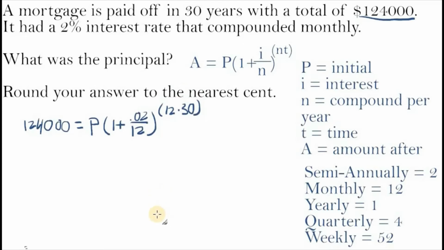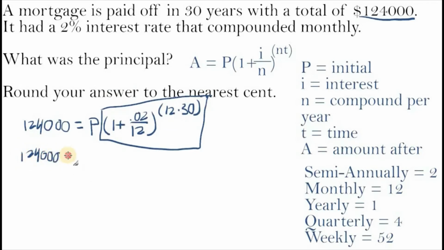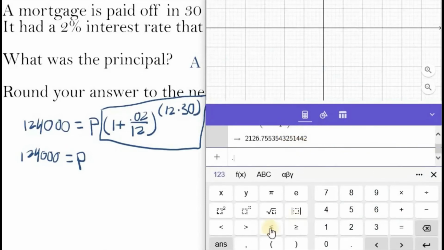So now we're going to put this part of our equation in our calculator. First let's drop the rest of this down: 124,000 is equal to P, and now we're going to try and solve this. When you open up your calculator, you put parentheses 1 plus 0.02 divided by 12, then close the parentheses, raised to the parentheses 12 times 30. When you hit enter, you get 1.8212, and we'll go to the third decimal place, so 1.821.